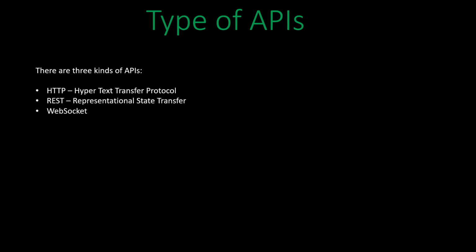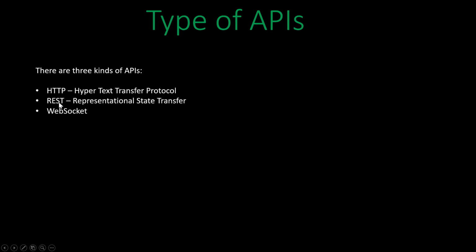Interaction between clients and servers in an HTTP API follows a request-response model. A client sends an HTTP request to a server specifying the desired action, and the server responds with the requested data or performs the requested action.